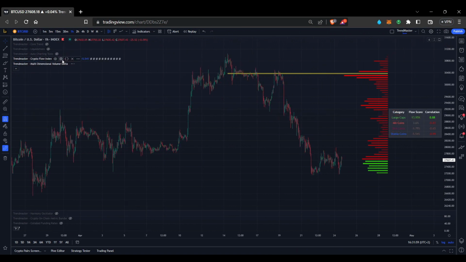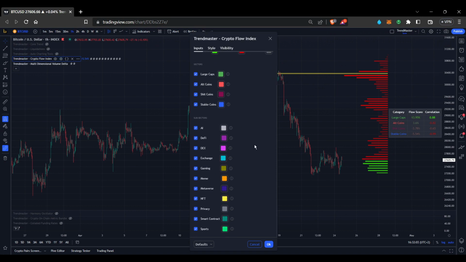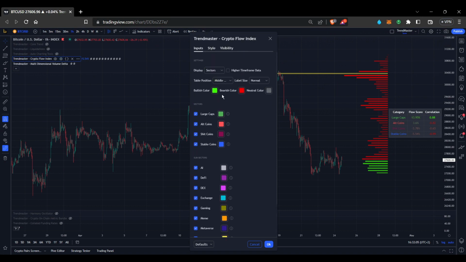I don't know if people have the new Flow Index version as well. Yeah, I'm pushing it right now. They do have the new version.